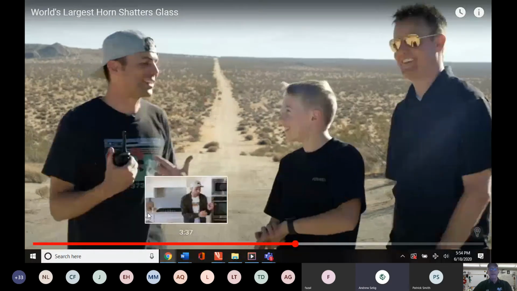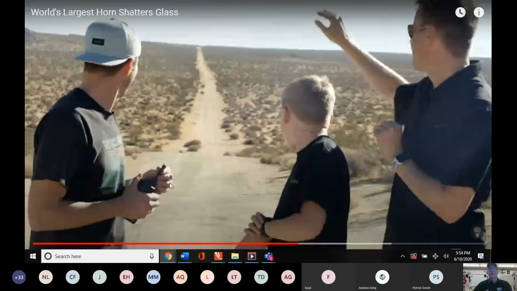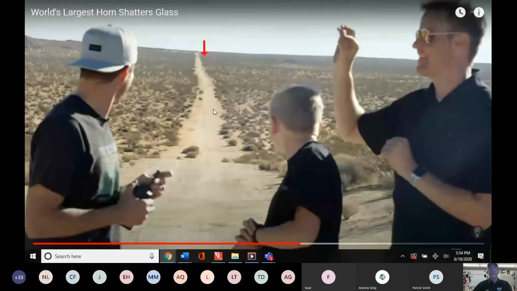Super far away. I literally can't see it with my naked eye. It's so far away. Like I can barely see it. It's right at the crest of the hill. There's the horn, a tiny little speck, and it's right there.